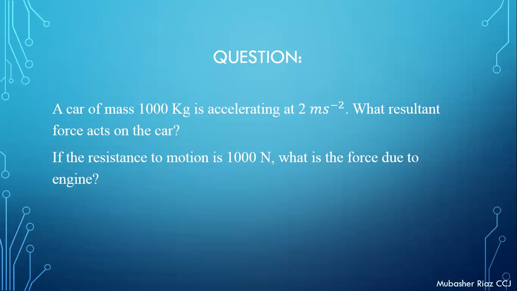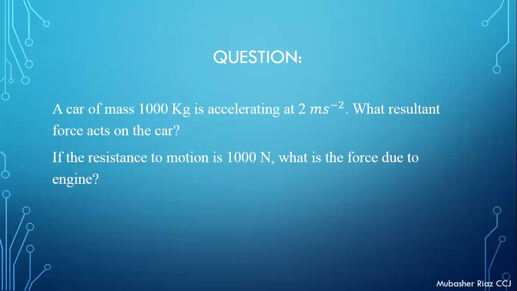आपने इसमें रिजल्टेंट फोर्स को कैलकुलेट करना है जो इस कार पर एक्ट हो रही है. And there is a second part: if the resistance to motion is 1000 newtons, that is, if an opposing force acts on this car and it is 1000 newtons, then what is the force due to the engine? So to produce the same acceleration, what is the required force by the engine? This also has to be determined. So this is the question, and you have to attempt it regarding balanced and unbalanced forces.